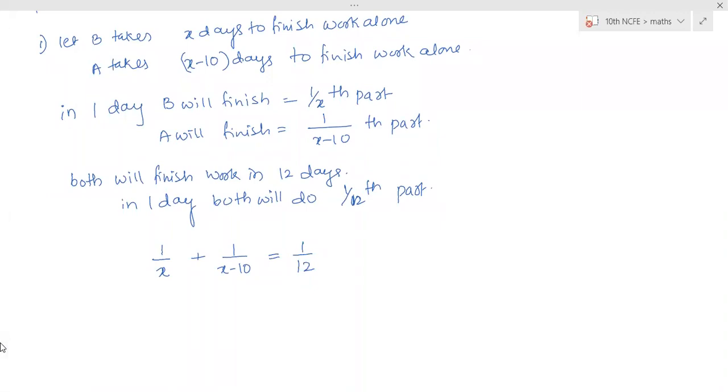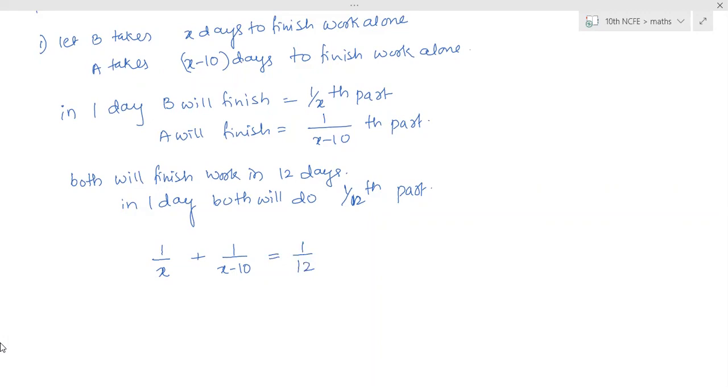Yes, ma'am. Gokul, is that clear? Yes, ma'am. Charan, any doubt in this one? No, ma'am. Ma'am, I understood everything else, but just out of curiosity, why can't we do x plus x minus 10 is equal to 12?